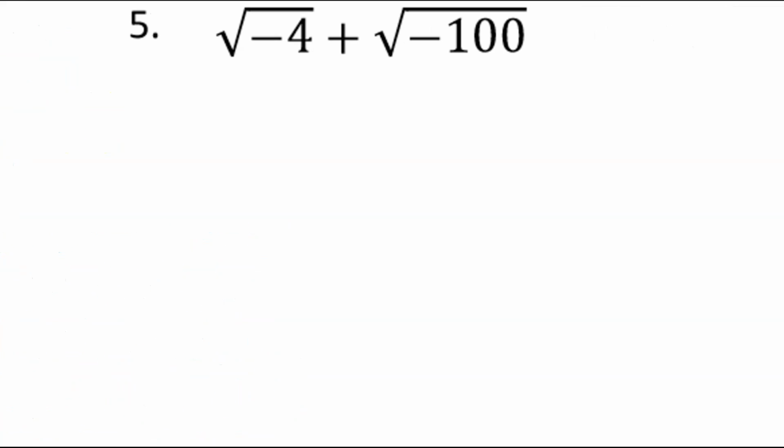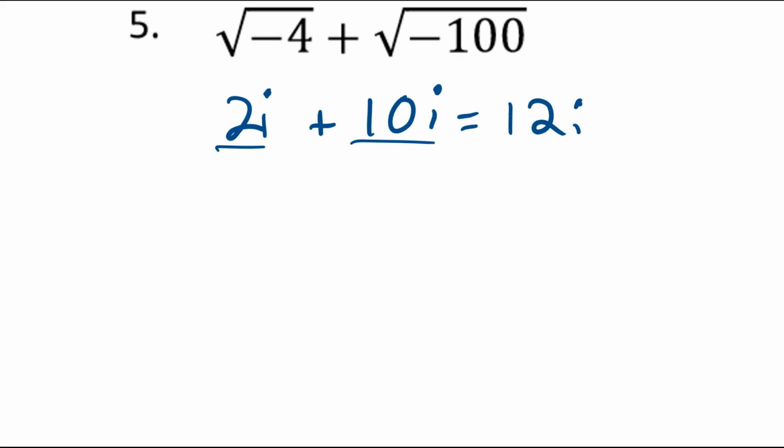Radical negative 4, well, I know there has to be an i, and 4 is a perfect square because it's 2. And 100 is a perfect square as well. That just turns into 10. Now, imaginary numbers work the same way as if you had an x or a variable next to them. If it's the same i to the same power, you can combine them. 2 i's plus 10 i's together makes 12 i's.